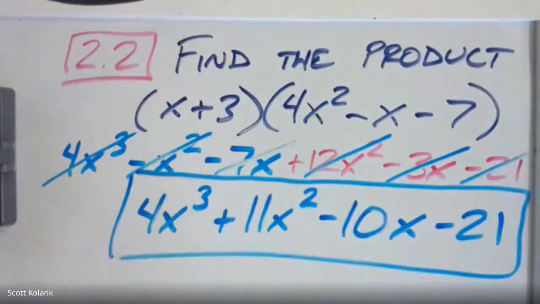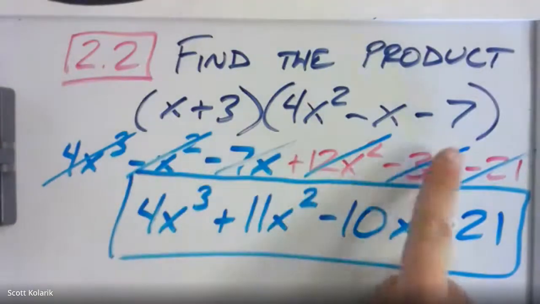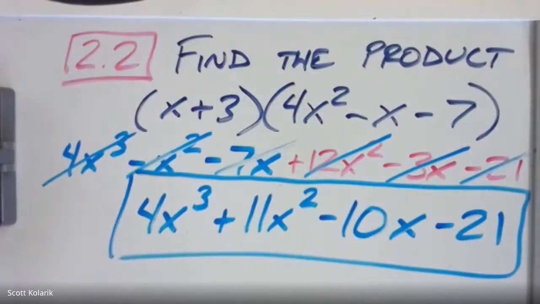No need for rearrangement there, because both of these polynomials were already in standard form. So that would be my result in that case. And that's problem number 7. All right, that one wasn't too bad.